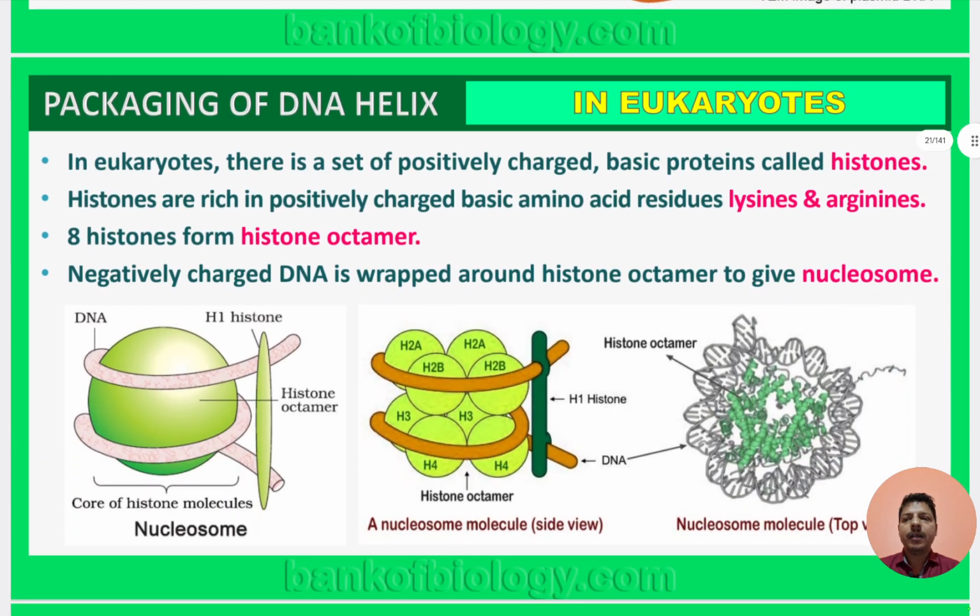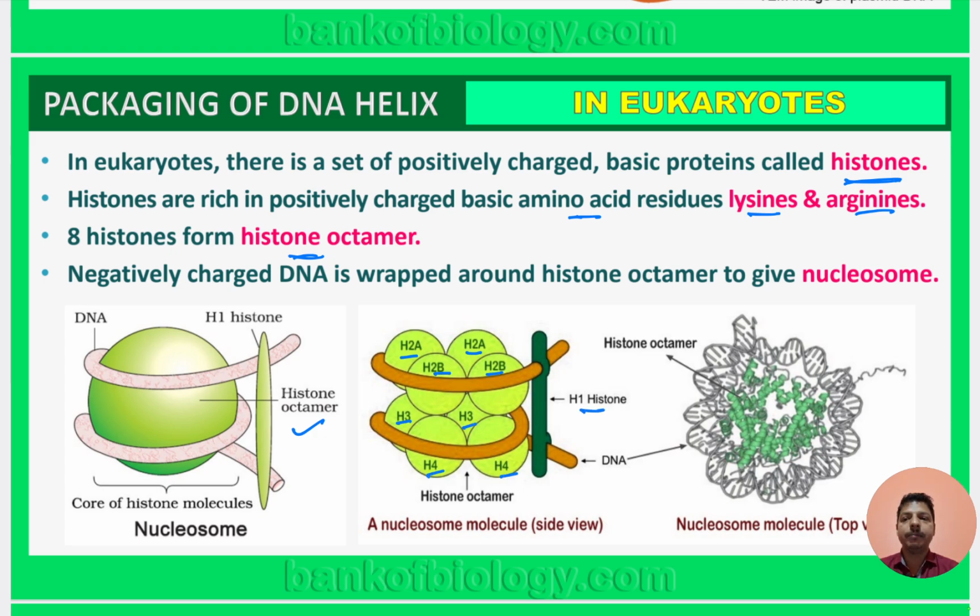And in eukaryotes, there is a set of positively charged basic proteins called histones. Histones are rich in positively charged basic amino acid residues, that are lysine and arginine. Eight histones form a histone octamer. Here is the structure of the histone octamer, and how it is formed in this circle, as you can see: H2A, H2A, H2B, H2B, H3, H3 and H4, H4.